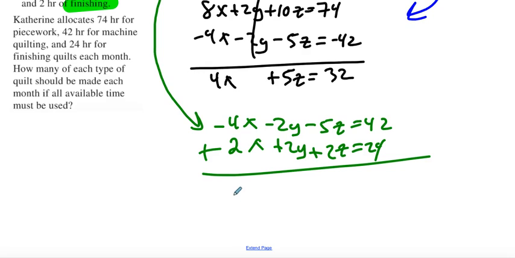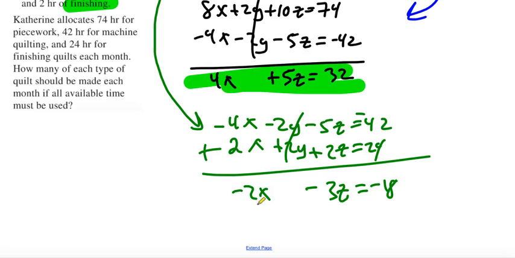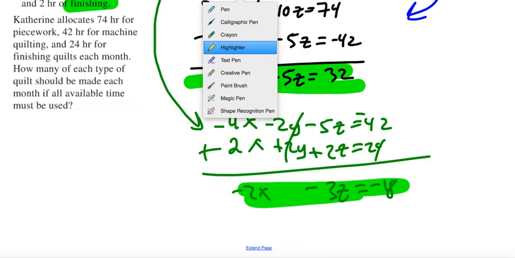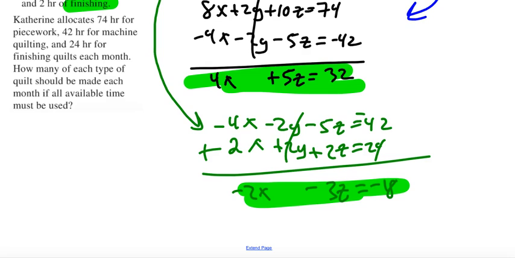Add it all together, I get a -2x, y's cancel out, a -3z. Oh, and this was supposed to be a -42 right there, right? Yes. So that's going to give us a -18. Sweet. So now we have our two equations that only had two variables, right? That's what we want. So now we can go ahead and solve.